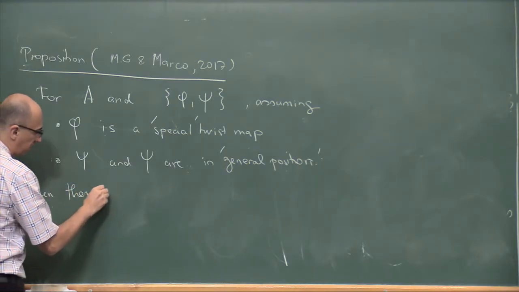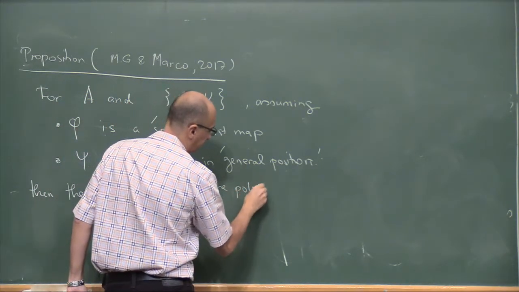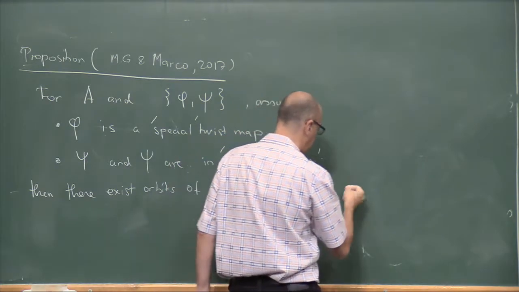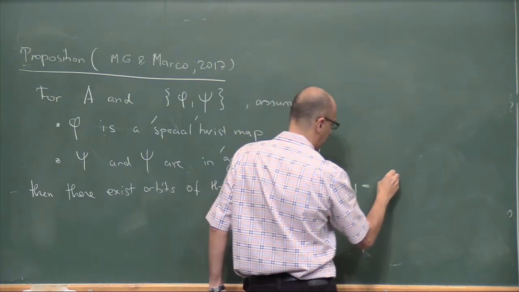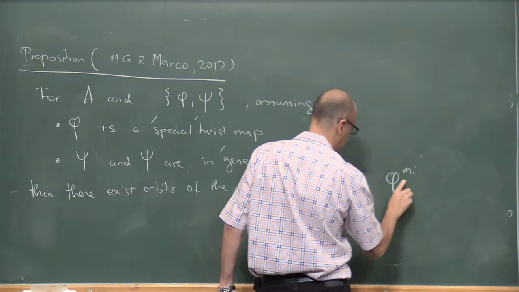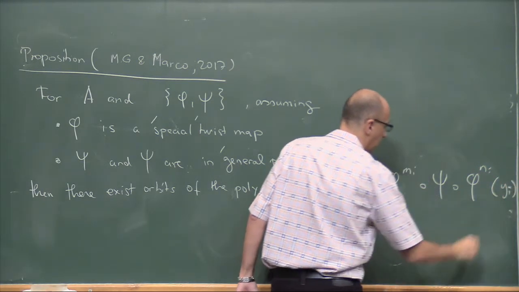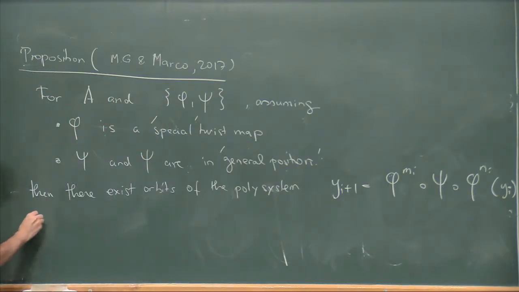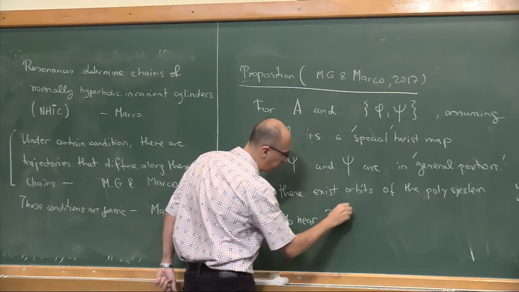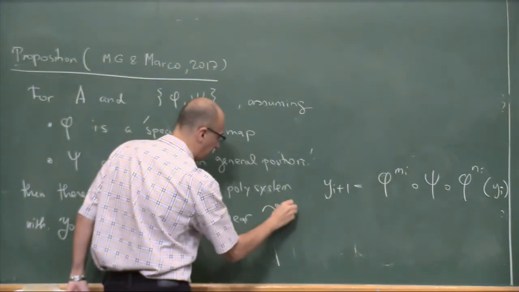Then there exist trajectories of the polysystem. So these are orbits of the type with y0 near the lower boundary and yn near the upper boundary of the annulus.